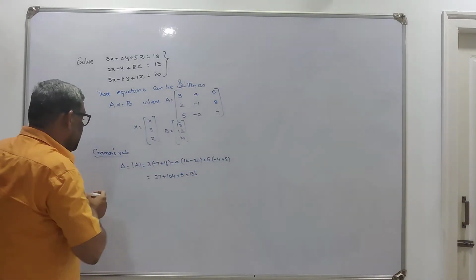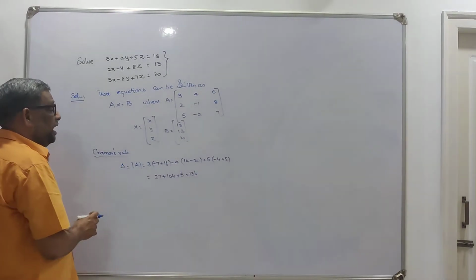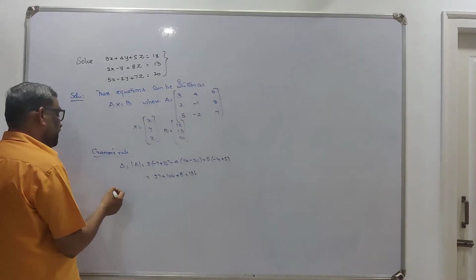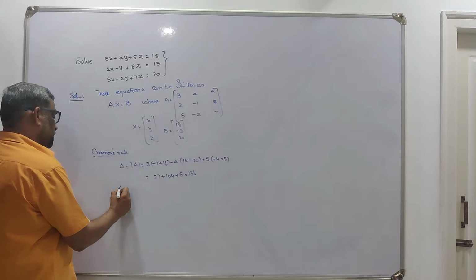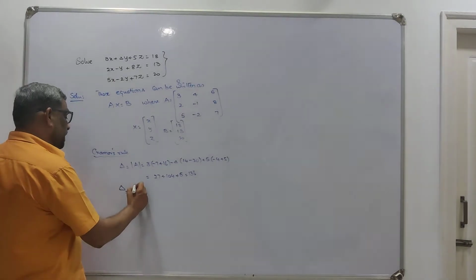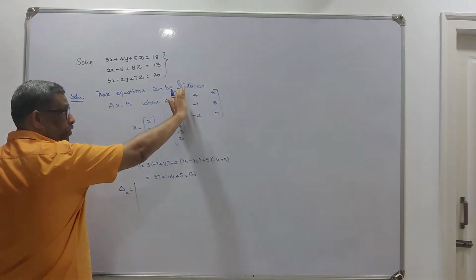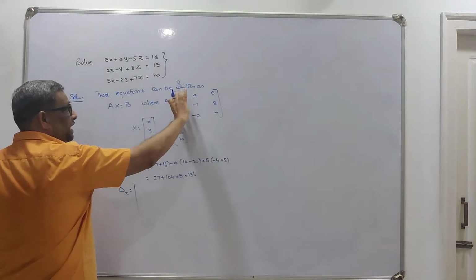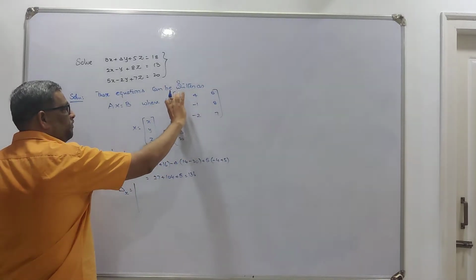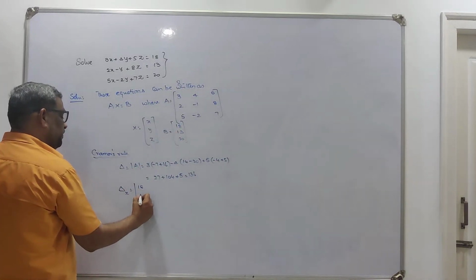So to find the solution of these equations, we must consider delta. It should not be equal to 0. If delta equals 0, this method is not applicable. Now I find delta x. What is meant by delta x? It is the determinant of the matrix obtained by replacing the column containing the x coefficients with the elements of B in A. That means the first column of A must be replaced with the elements of B.